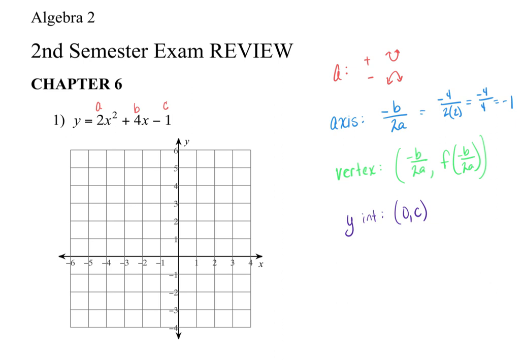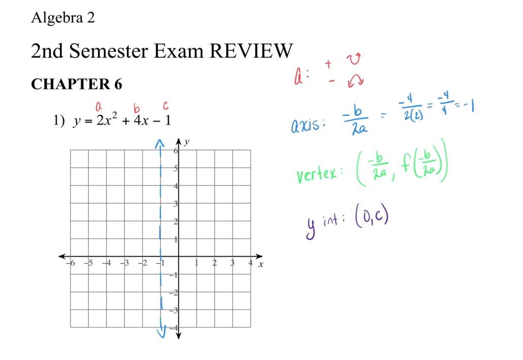My axis of symmetry here is negative 1. Your axis of symmetry is going to just be a dashed line. It's going to tell me where that graph is going to mirror across. So it's not actually part of my graph, but I'm going to graph it with a dashed line just to help me graph the actual function when I finish all of this.